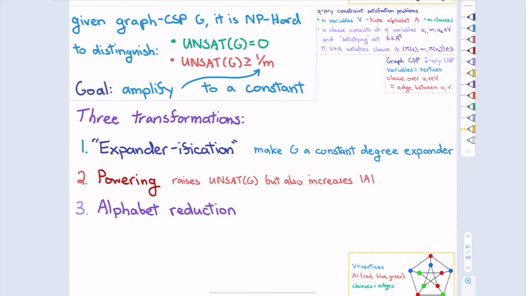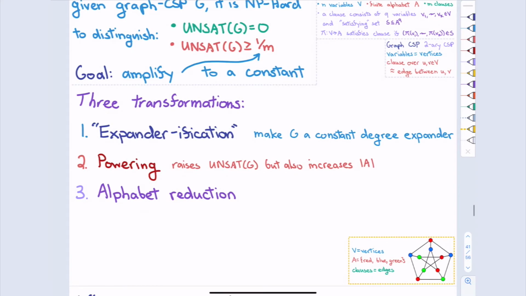So the third step is going to be called alphabet reduction, and it's going to try to reduce the size of the alphabet back to where you started. Okay. And then the hope is that you've increased unsat so much here that even though these will kind of bring down unsat a little bit, so you give up a little bit, it should be offset by the increase here. And overall, you should win. All right, so those are the three high level steps, and then we'll have a table and we'll see all the parameters work out at the end of it.